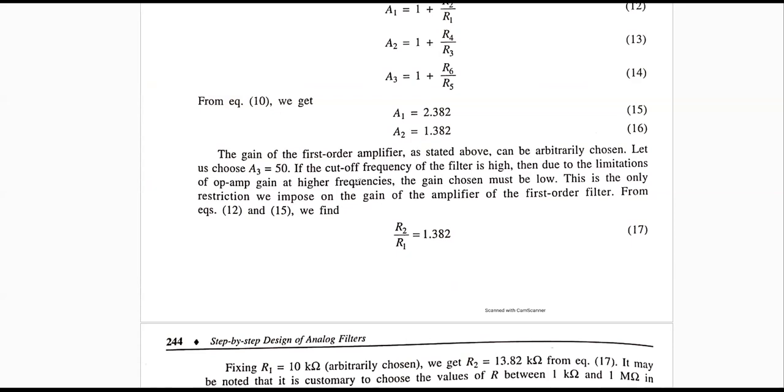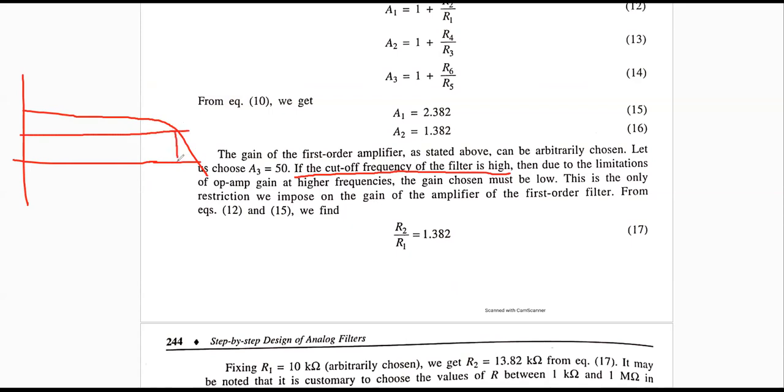It's a very important statement: if the cutoff frequency of the filter is very high, that means a very high cutoff frequency, omega C. Then, due to the limitation of the operational amplifier gain at high frequency, the gain chosen must be low. What does it mean?